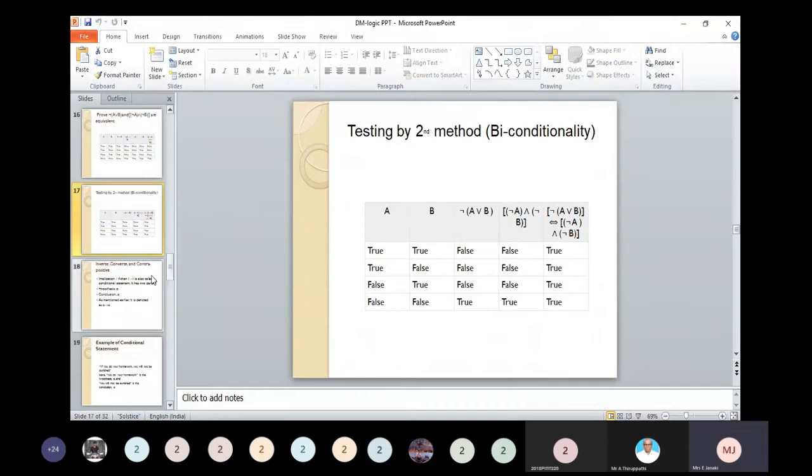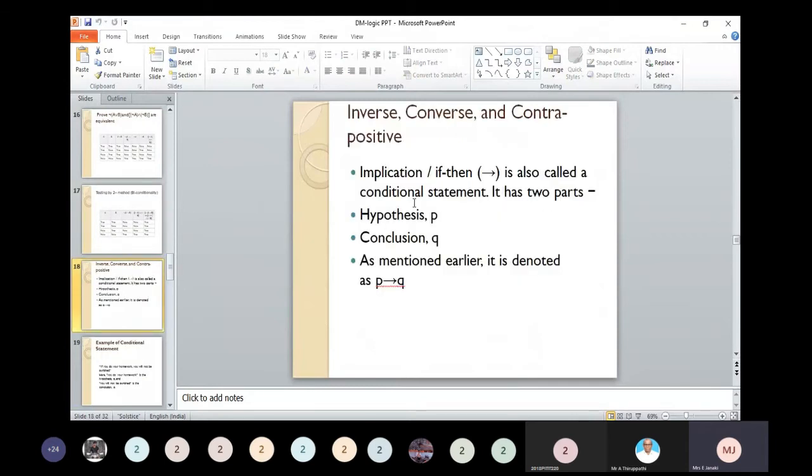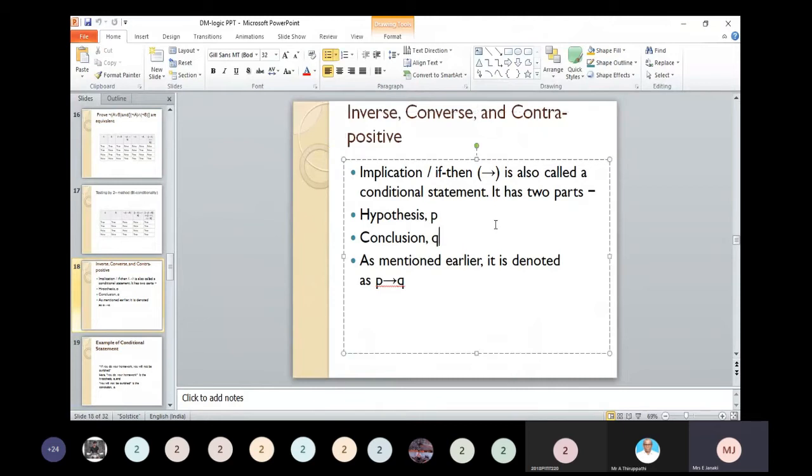Yes, and then see, these are some definitions: inverse, converse, and contrapositive. Before saying these definitions, first of all, we should understand what a conditional statement is. The conditional statement means what? If P, then Q. It's called a conditional statement. It has two parts: one is the hypothesis P, and the second statement Q is the conclusion. That is P conditional Q.